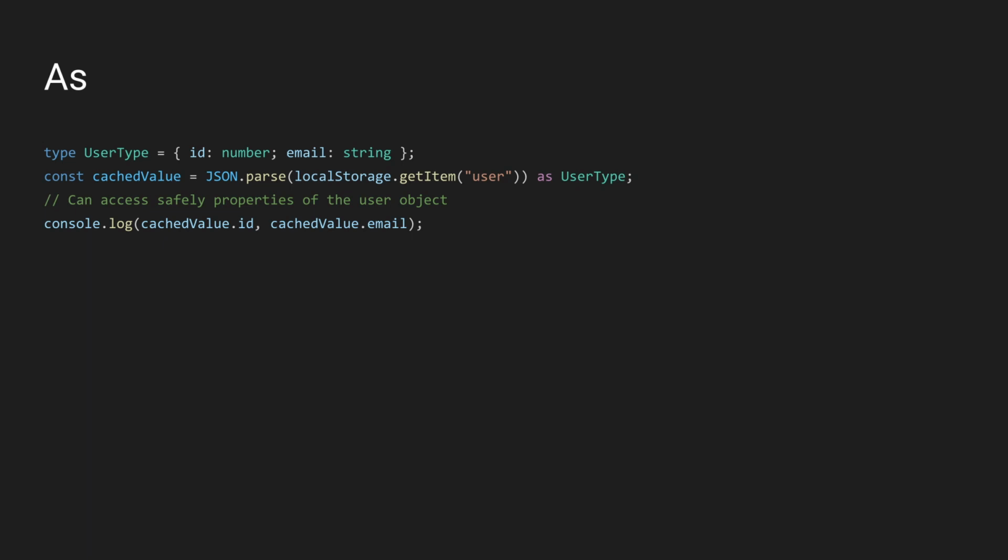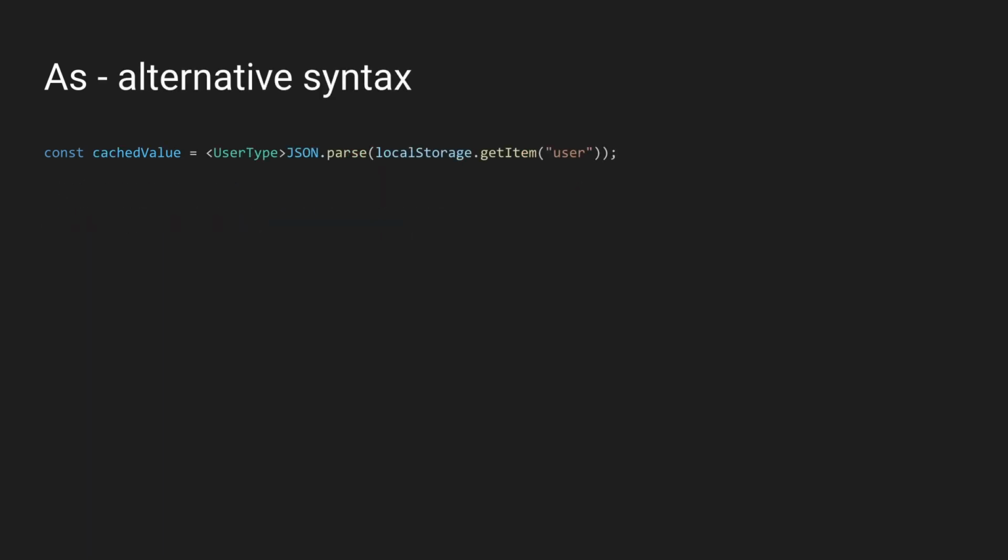Another example shows loading data from local storage. Let's say we can be sure about the content that is already saved there. Again, we are using the as keyword to have nice type support for the cached value variable. We can also use angle brackets instead of the as keyword. This way of casting is rarely used as it interferes with JSX syntax. In most front-end applications, you will not see this type of code.